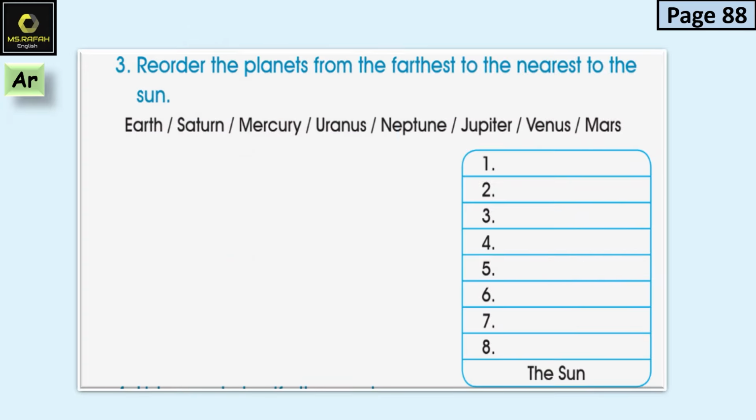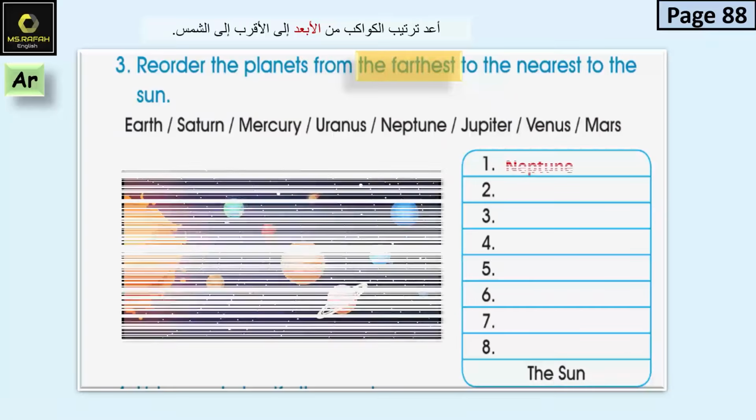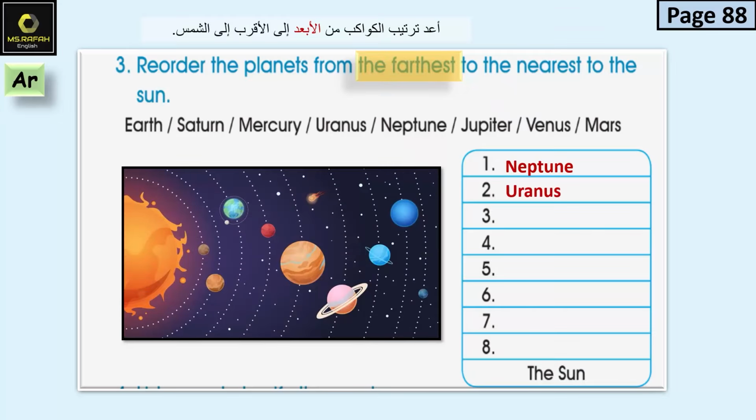Exercise number 3. Reorder the planets from the farthest to the nearest to the sun. We have Neptune, Uranus, Saturn, Jupiter, Mars, Earth, Venus, Mercury, the Sun.